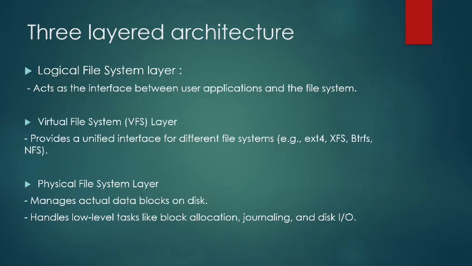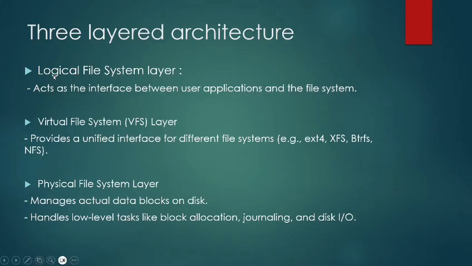The Linux file system is built on a layered architecture that abstracts complexity and ensures flexibility across different storage types and file system formats. So let's break down the three core layers, important ones, and we'll see what the role and the real-world relevance are.